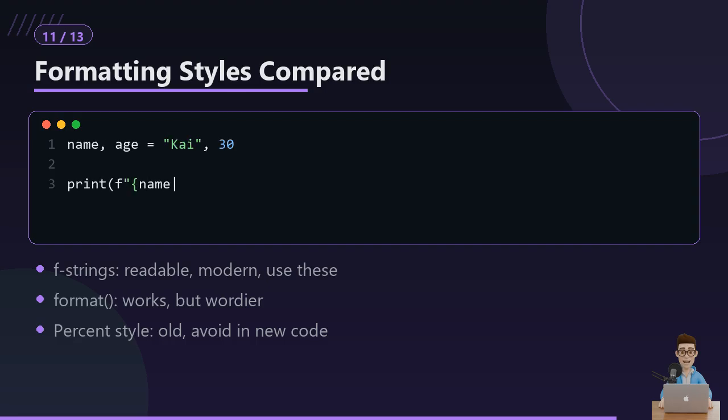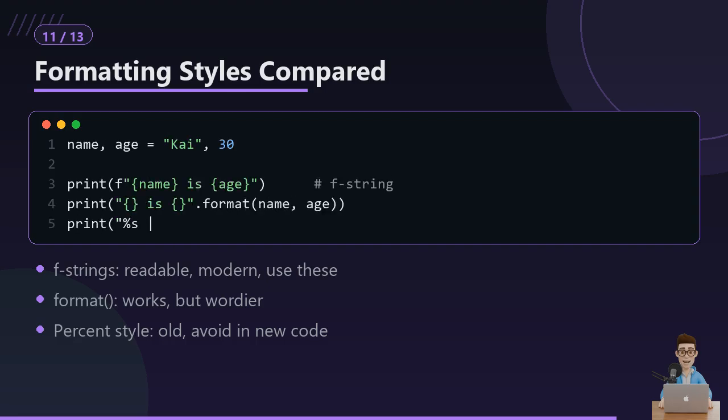You might wonder why tutorials show 3 different formatting styles. F strings are the modern winner. Readable and short. The only downside is they need Python 3.6 or newer, which everything runs today. The format method works everywhere, but is wordier. The percent style is a leftover from old Python. You'll see it in legacy code, but should not write it fresh. In short, just use F strings.